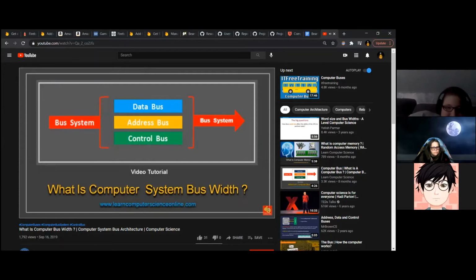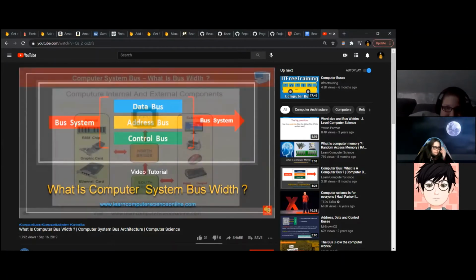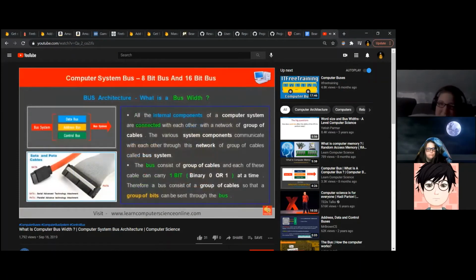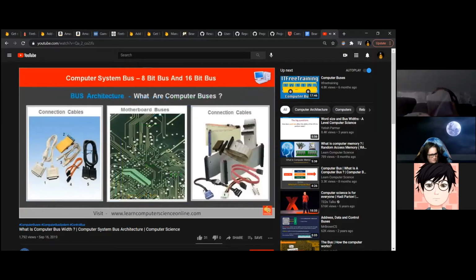Welcome to LearnComputerScienceOnline.com, and in this video, we are going to discuss computer system bus width. The computer system consists of a number of internal and external components. These components are physically interconnected and communicate with each other through a network of wires running across the computer system. These wires connecting the internal components are referred to as computer buses. The computer bus is essential to the functioning of the computer system.